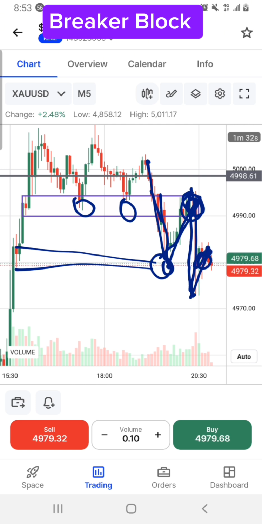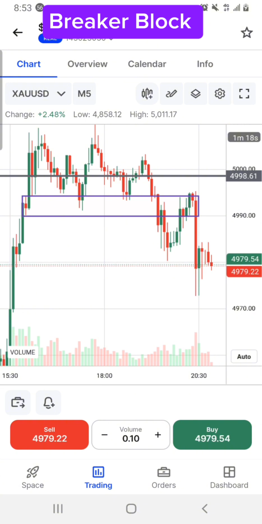So what are we saying here? A breaker block is an old order block. The moment it fails to hold the price, it can no longer hold the price again. At this point, as you can see, the price has broken this level. It is now a breaker block. It is no longer an order block.